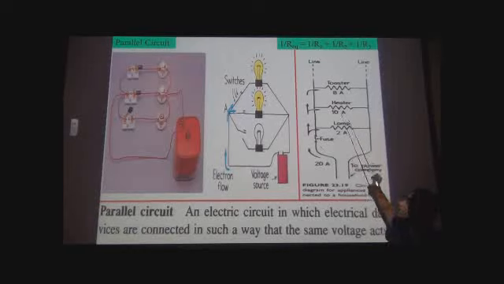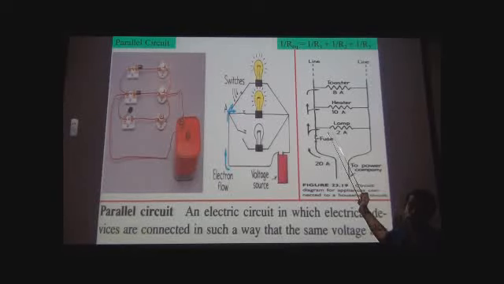So notice that each of these is in parallel in your house. You do not want to hook them up in series. Why not? If you hook up all of your stuff in series, all you have to do is turn off any one switch in your house and everything goes off. Wouldn't that be funny?